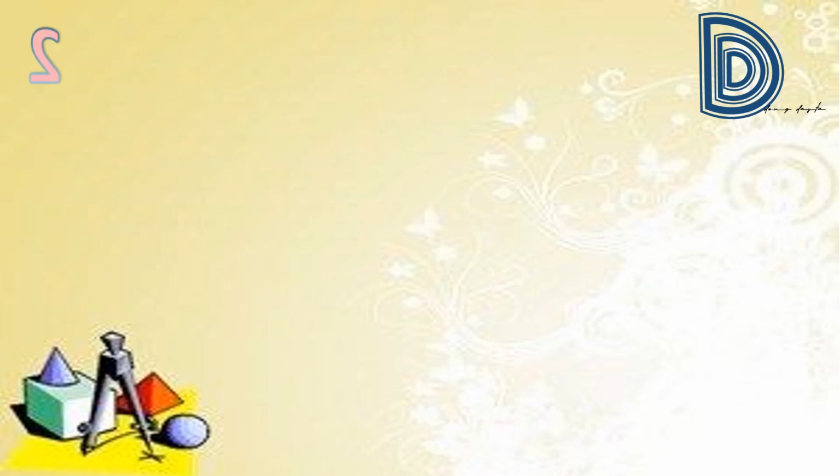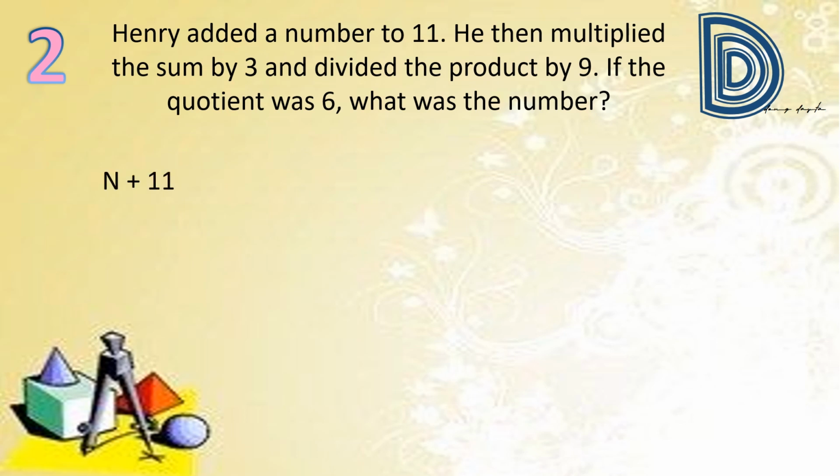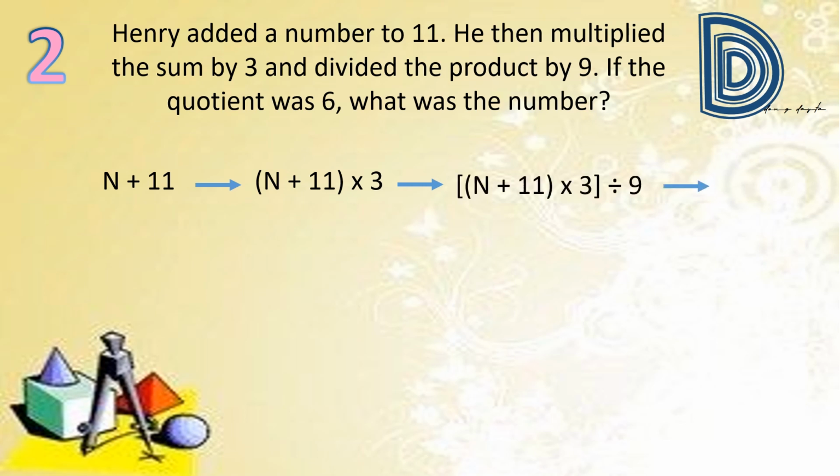Question number 2. An unknown number was added by Henry to 11, and the result was multiplied by 3, and then the result was divided by 9, and finally the result was 6. For problems like this, we can use a solution that we call working backwards. So we begin by multiplying 6 by 9, because before it became 6, a number was divided by 9. So that will be 54.